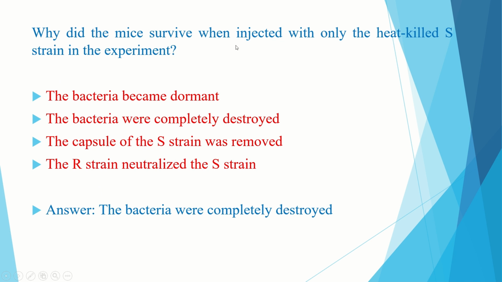Why did the mice survive when injected with only the heat-killed S strain in the experiment? The bacteria became dormant, the bacteria were completely destroyed, the capsule of the S strain was removed, the R strain neutralized the S strain. Answer: the bacteria were completely destroyed.